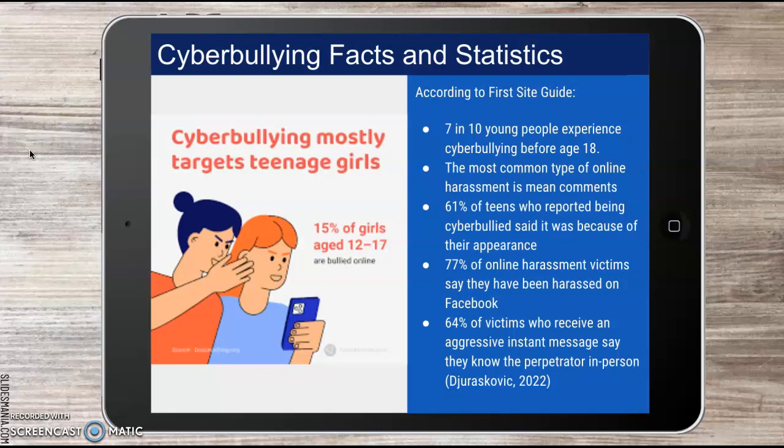64% of victims who receive an aggressive instant message say they know the perpetrator in person. And in a smaller school like Halstead High School, if you're being cyberbullied, the odds are you probably know the person that's doing it. So it's important to share and keep these facts in mind. You are not the only person that's going through this, and you can ask for help.